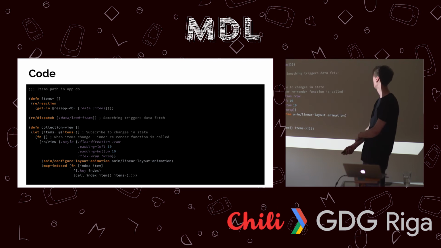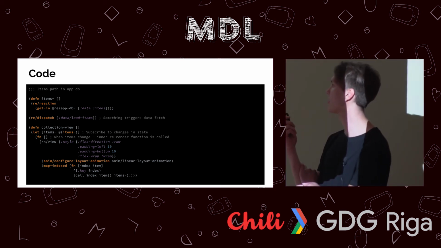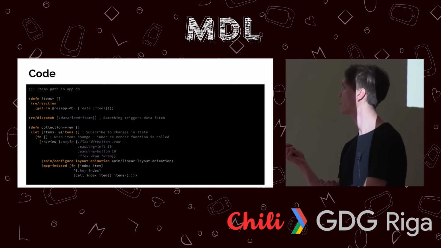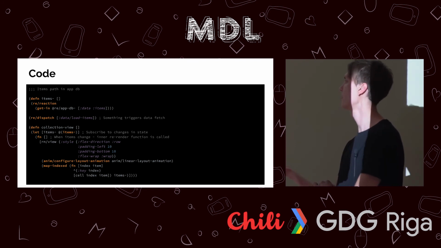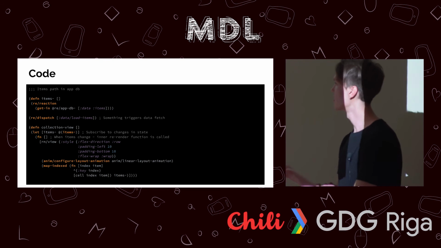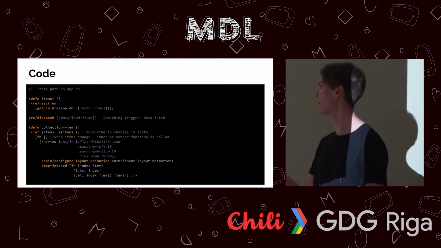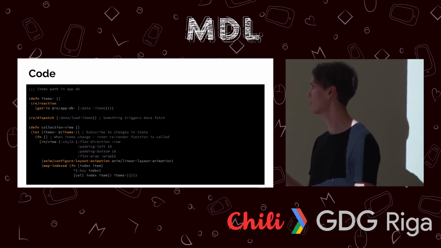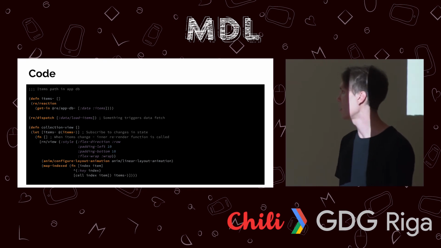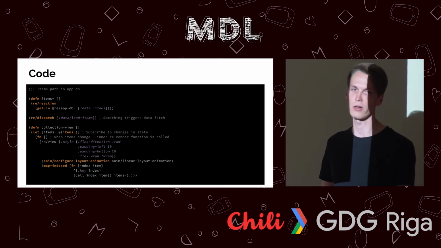Here we can see our first component, collection view. In the app, we have referenced data in our single application state. We have stored items in data and items. It should return a list of items. And our collection view references this reaction. It works like a subscription. When items change in the single app state, it will automatically trigger this inner function which is responsible for rendering our view. Yeah, by the way, this is ClojureScript.